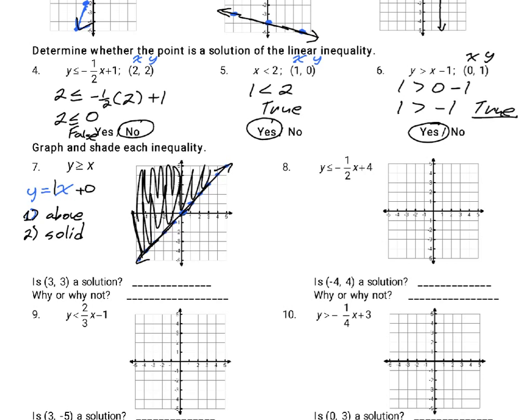Okay, now is the point 3, 3 a solution? Well, if we go to 3, 3, it's that right there in red. Well, we have 3 ways to tell. 1, is it in the shaded area? Well, no, it's not. 2, is it on a solid line? Matter of fact, yes, it is on a solid line. So our answer is yes. And we can actually say that. We can say it's on the solid line.